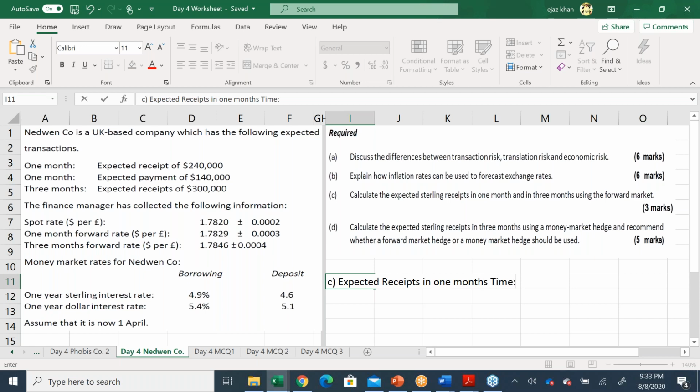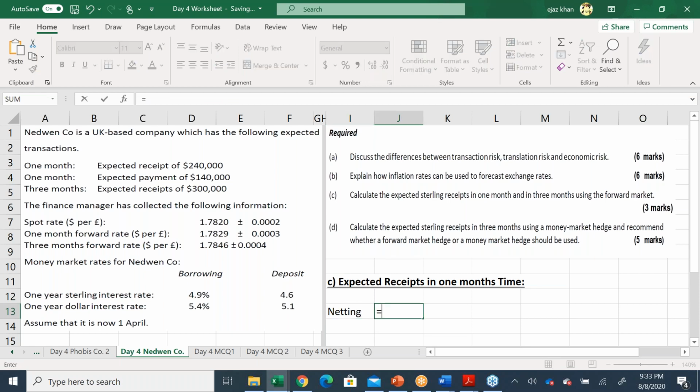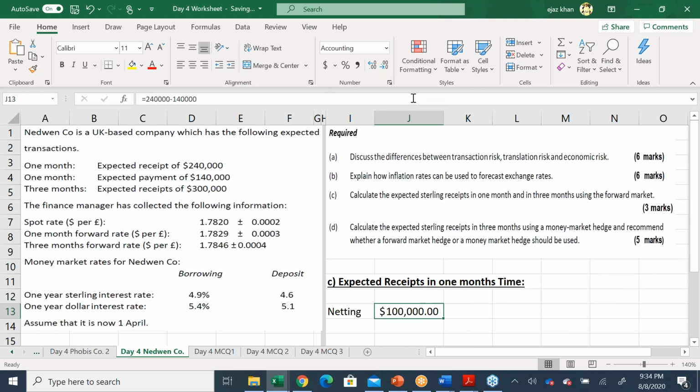Now, the first thing that you should note is we have both receipts and payments in 1 month's time. So what the company will do, it will first do netting and it will simply deduct 140,000 from 240,000. It's $100,000. And what are these $100,000? Are these receipts or payments? What is the net amount called? Receipts or payment?